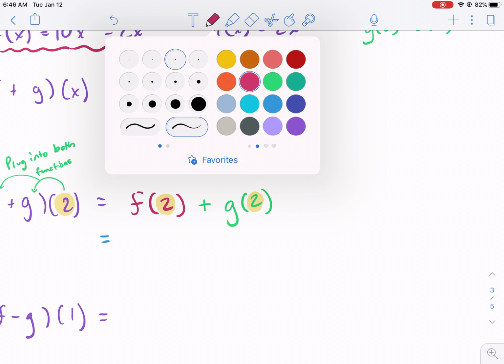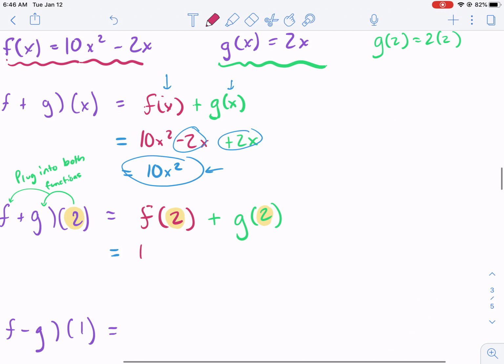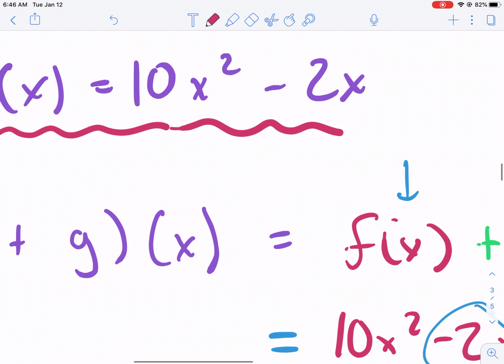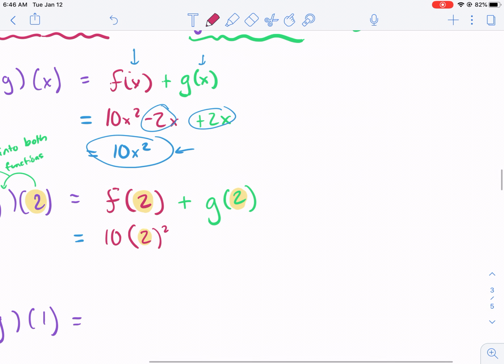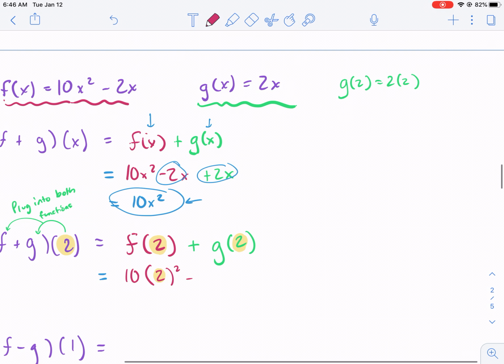So we have 10 times, but now we don't have x squared. Now we're going to replace this x squared with 2. So we're going to have 2, not comma, parentheses squared. Okay, we substituted this into the function. And then minus, don't forget about the second one, I almost did, minus 2. That x is that 2 now.